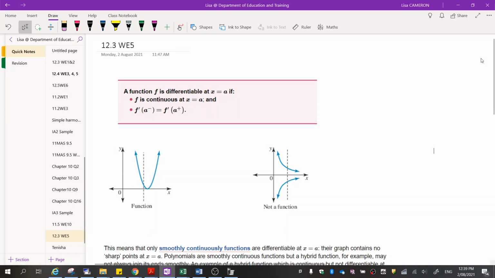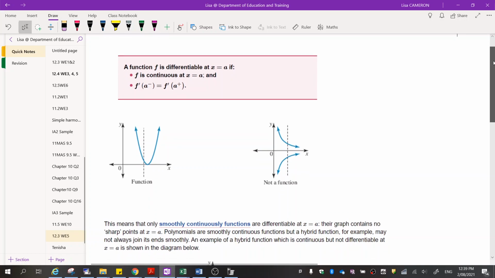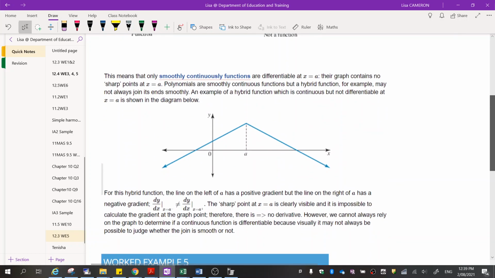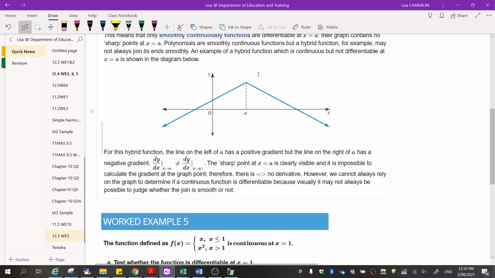So the other thing that we're checking for when we're trying to see if something is derivable is that it is smoothly continuous, which means that something like this doesn't fit into what we're talking about because it's got a sharp point. So if I look at the point just before where I would be deriving, this has got a positive gradient. And if I look at the point just after, it's got a negative gradient. So if I try to derive at the point of A, it's not going to marry up nicely. We can't derive if it's a pointy thing like that.